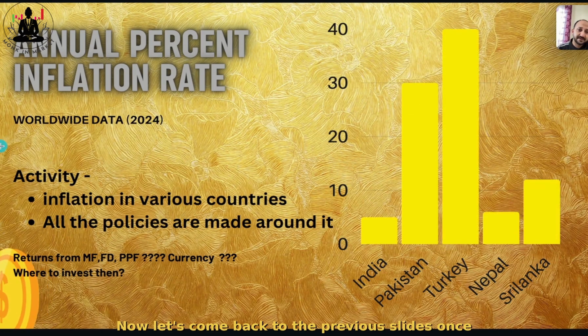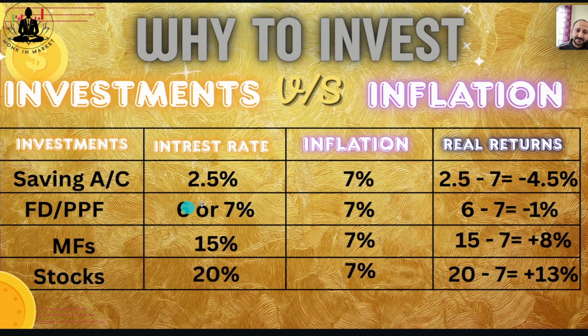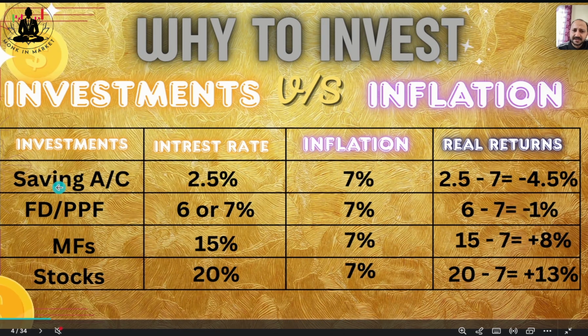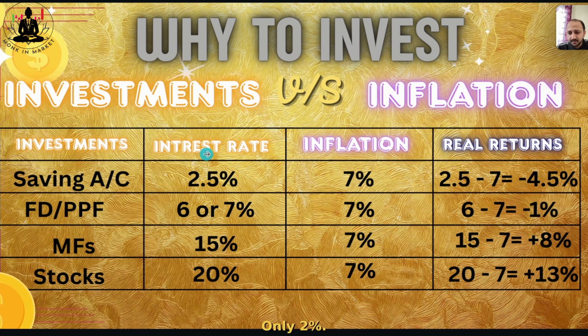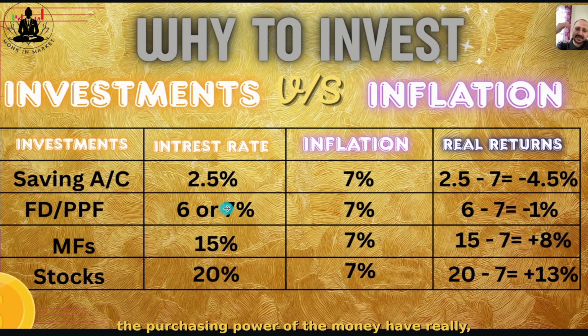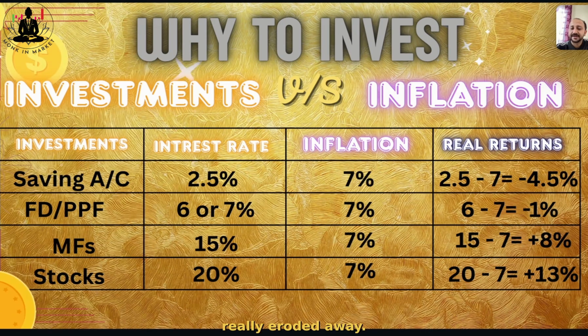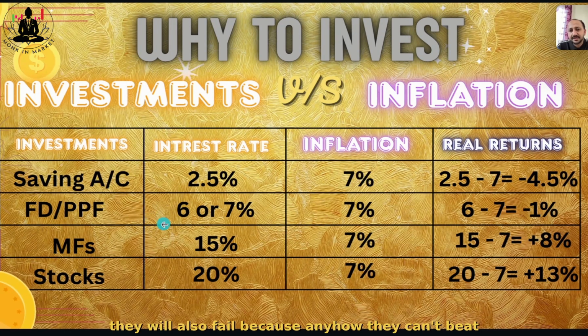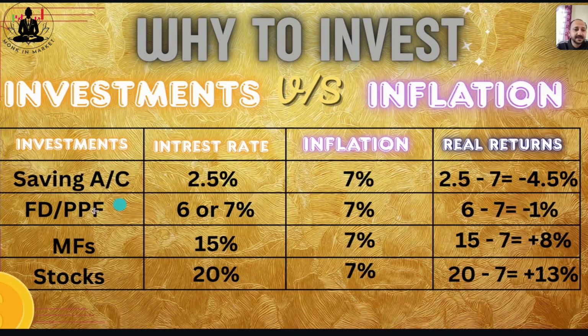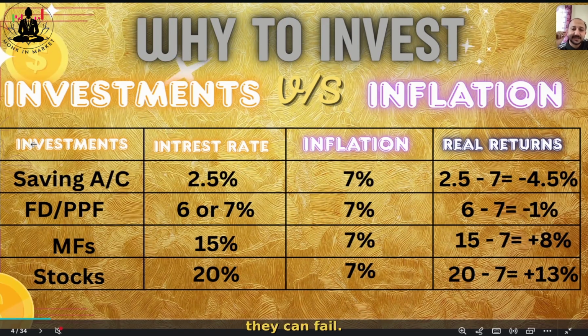Now let's come back to the previous slides once more. So over here, a 30% inflation rate. It means the savings account is giving us only 2%, while inflation is 30%. It means the banking system will fail. People will lose trust in the banks because the purchasing power of the money has really eroded away. I hope you're with me, everybody. PPF and FDs and all the different saving instruments will also fail because they can't beat 30% inflation, right? Then come mutual funds, not good, because if inflation rises so high, then guys, all the financial instruments can fail.